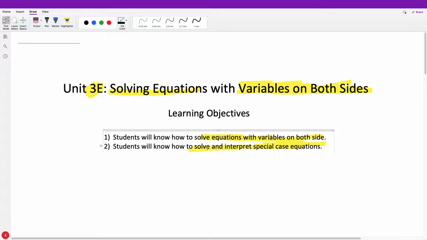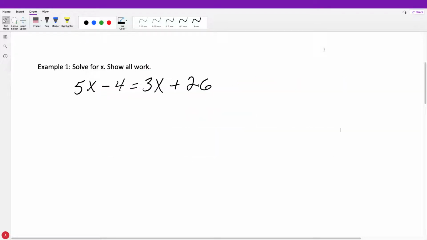So this video is just going to be going over some questions, maybe 3 or 4 that we'll do, and that will be the video. So it should be a little bit shorter, hopefully. All right, so our first example we're going through is 5x minus 4 is equal to 3x plus 26. So we have variables on both sides.